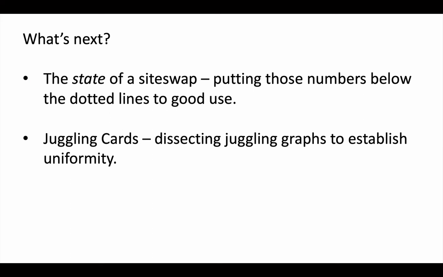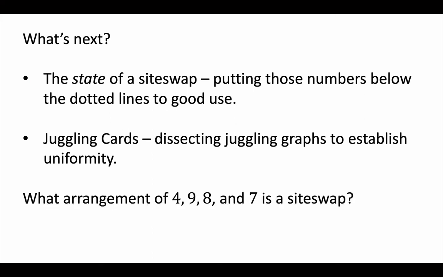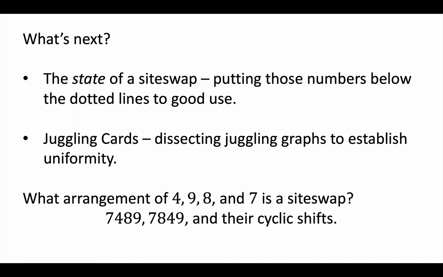Now, before we get to the proof of the average theorem, we need to answer that question. What arrangement of 4, 9, 8, and 7 is a site swap? Well, it turns out that there are 8 different site swaps that you can come up with. 7, 4, 8, 9 and 7, 8, 4, 9, those are site swaps, and then any cyclic shift of them will also be a site swap. So 4, 8, 9, 7 and 8, 9, 7, 4, those will be site swaps as well.